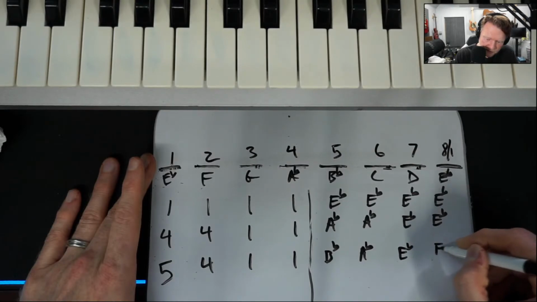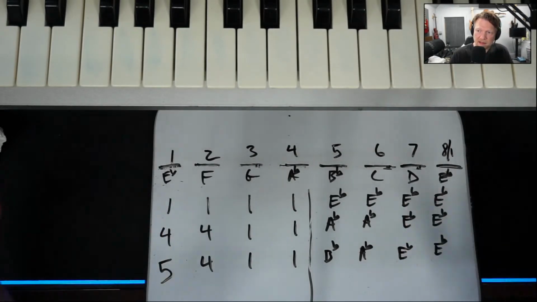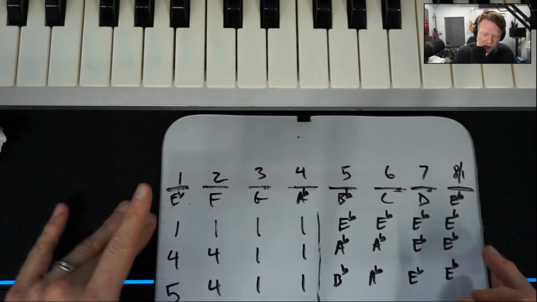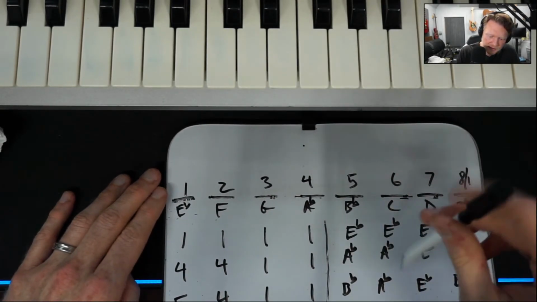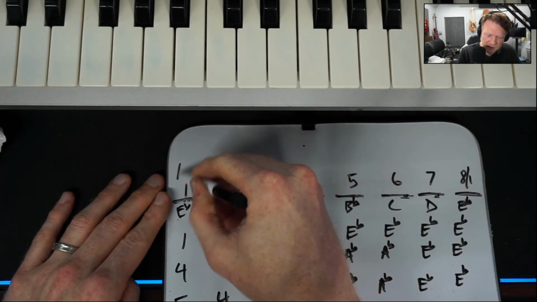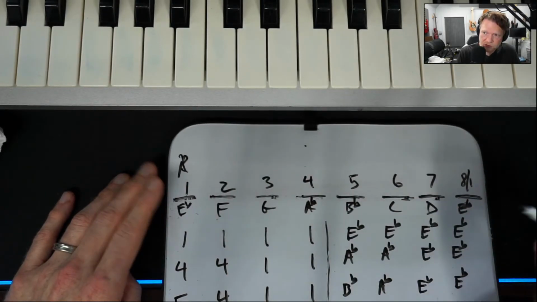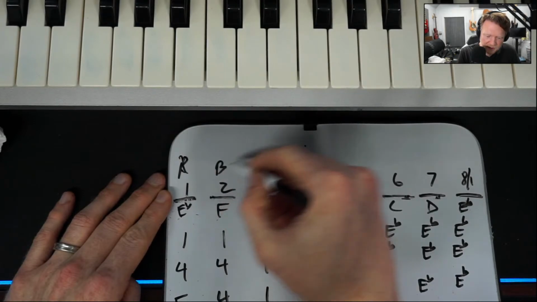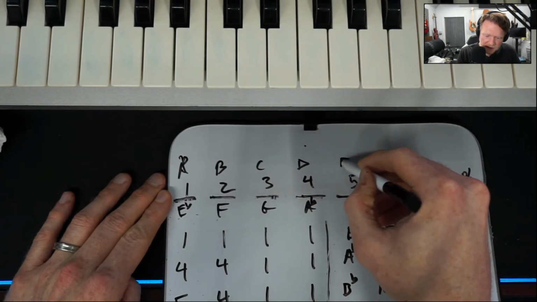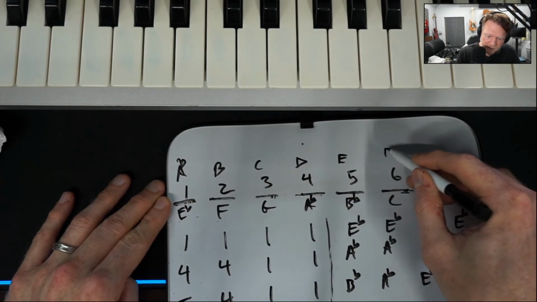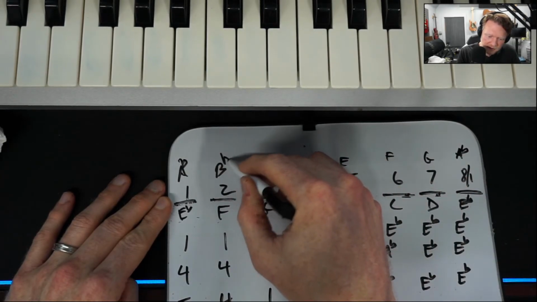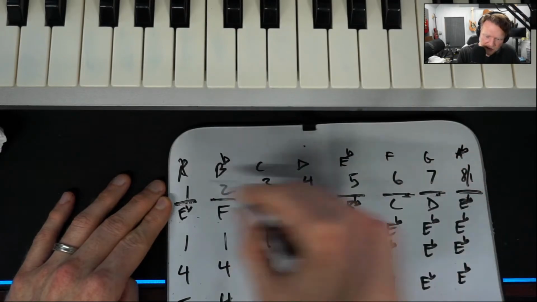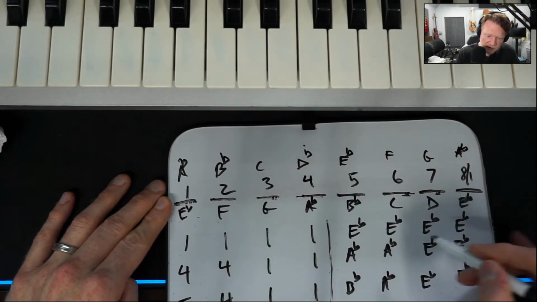Lots of flats in this one. So here's an example. What I'm going to do is write out the key of A flat here. So we have A flat, and there are 4 flats in A flat. A, B, C, D, E, F, G, A flat. So we have B, E, A, and D flat.